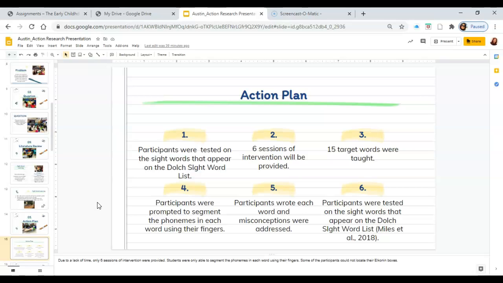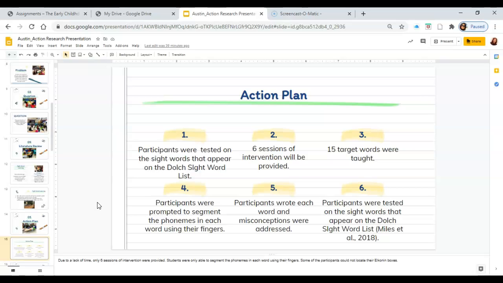But about 2 of my students could not locate their Elkonin boxes that they received at the beginning of the year. So I had to modify my plan and really have them focus on tapping out those phonemes using their fingers. They were shown the word using Google Slides, then I would prompt them to say it, and then I would prompt them to tap out the phonemes using their fingers, and then I would remove the word from the screen, and they were prompted to write it down on their whiteboard or piece of paper if they did not have or could not locate their whiteboard.